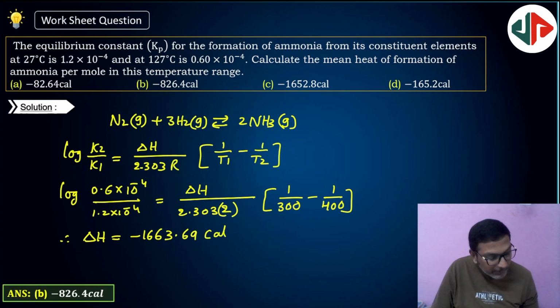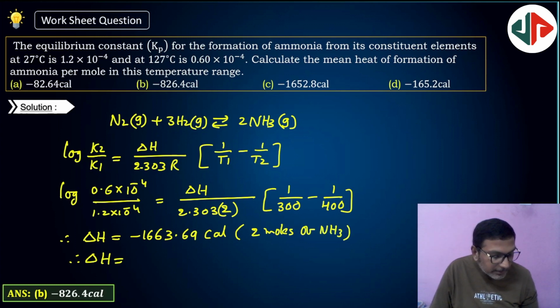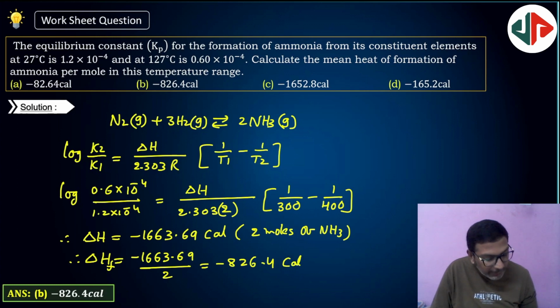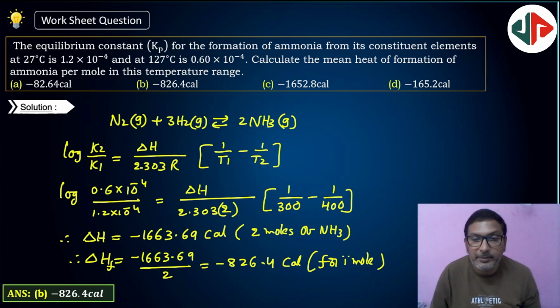calories. So therefore delta H is for 2 moles of ammonia. Here formation means per mole, so we divide by 2, which is equal to minus 826.4 calories for 1 mole. Delta H formation will be calculated for 1 mole, minus 826. So option B. Next.